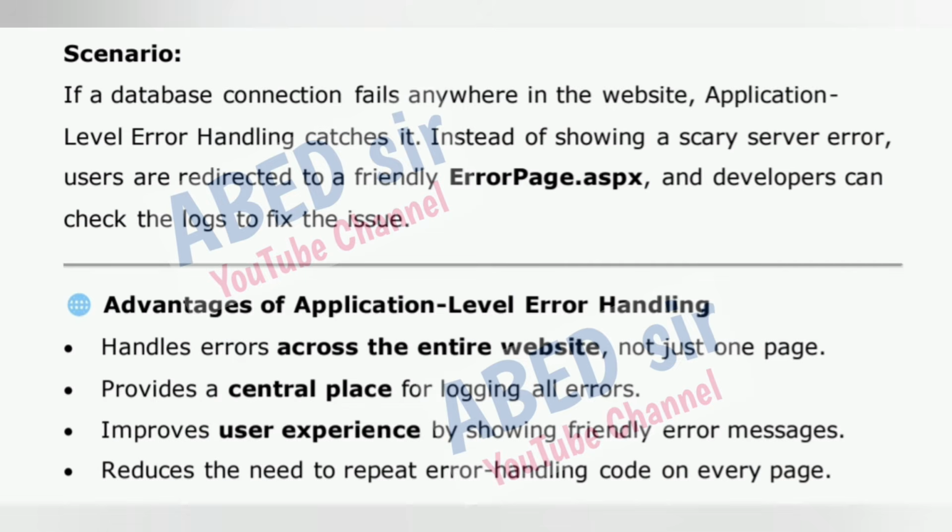Advantages of application-level error handling. Handles errors across the entire website, not just one page. Provides a central place for logging all errors. Improves user experience by showing friendly error messages. Reduces the need to repeat error handling code on every page.